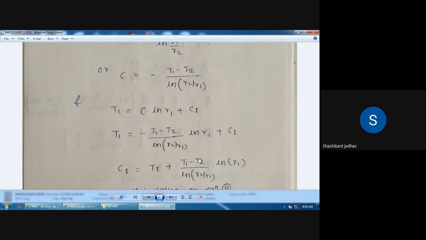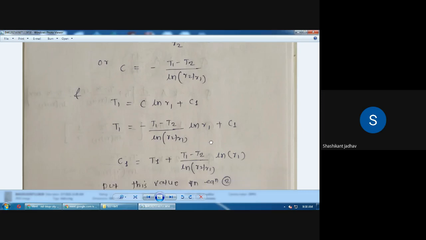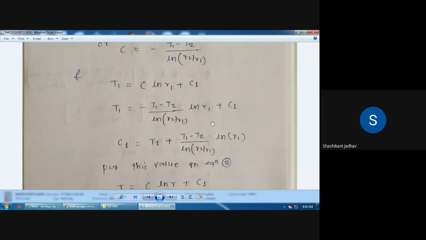Now we have calculated the value of C. So put that value of C, that is T1 is equal to what? T1 is equal to minus (T1 minus T2) divided by ln of R2 by R1 into ln of R1 plus C1. So put that value of C into this equation. Okay, so from this equation we get the value of C1. So what is the value of C1? Take this term to the other side, so that it becomes positive. So C1 is equal to T1 plus (T1 minus T2) divided by ln of R2 by R1 into ln of R1. So this is the value of constant C1.